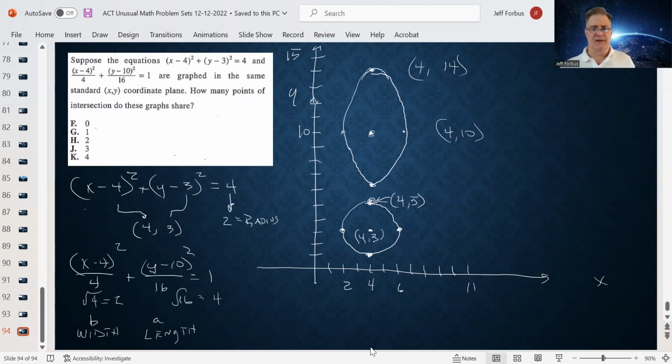Okay, now, do either of my graphs cross? Do they intersect? No, they do not intersect. So therefore, the answer is going to be F. 0 points of intersection. Okay.